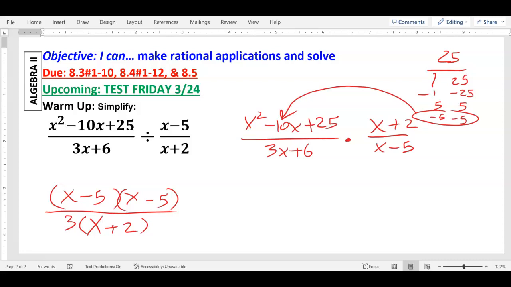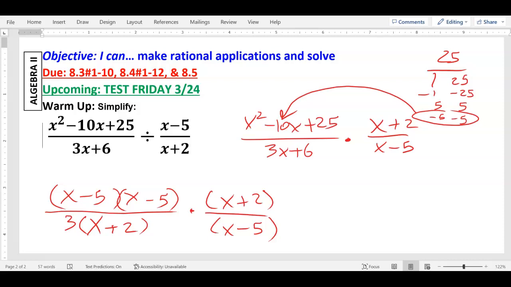Now the second, remember, this is our new fraction over here. This is going to stay the same. So it's going to be times x plus 2 on top and x minus 5 on the bottom. Okay, now that everything's factored, the easiest thing I can do is to simplify this and get rid of some stuff.